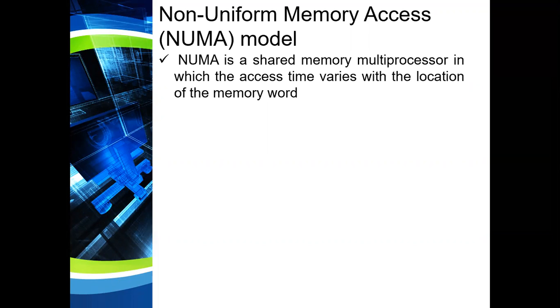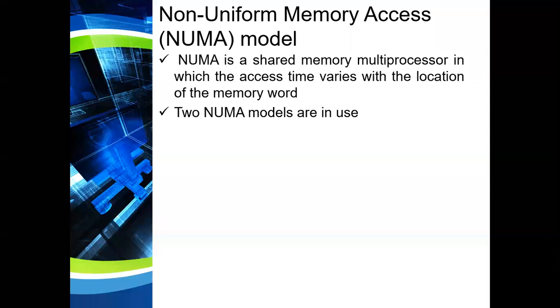Okay, so see the definition once again: NUMA is a shared memory multiprocessor in which the access time varies with the location of the memory. That means memory weight, the content. So here the accessing time will vary, and that's why it's called the NUMA model.